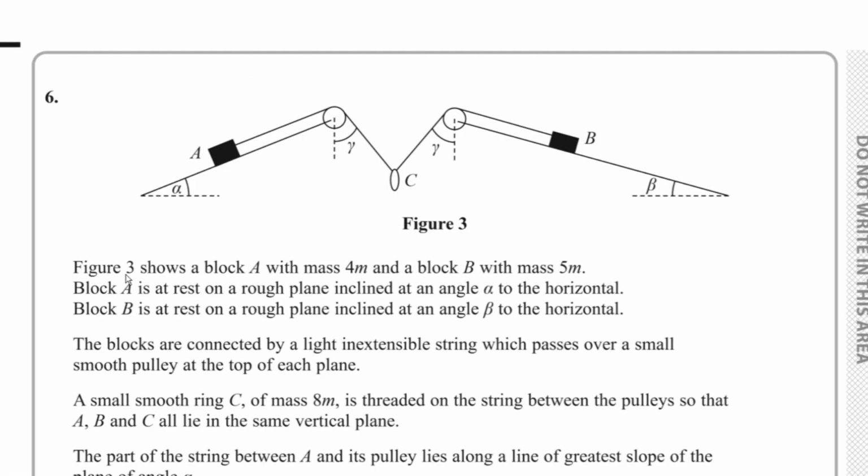Question number 6. Figure 3 shows a block A with mass 4m and a block B with mass 5m. That's shown here and here. Block A is at rest on a rough plane inclined at an angle alpha to the horizontal. Block B is at rest on a rough plane inclined at an angle beta to the horizontal. The blocks are connected by a light inextensible string which passes over a small smooth pulley at the top of each plane. A small smooth ring C of mass am is threaded on the string between the pulleys so that A, B and C all lie in the same vertical plane.